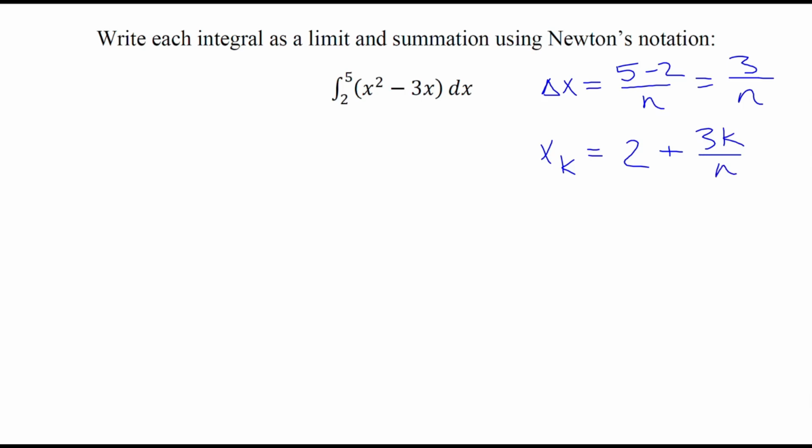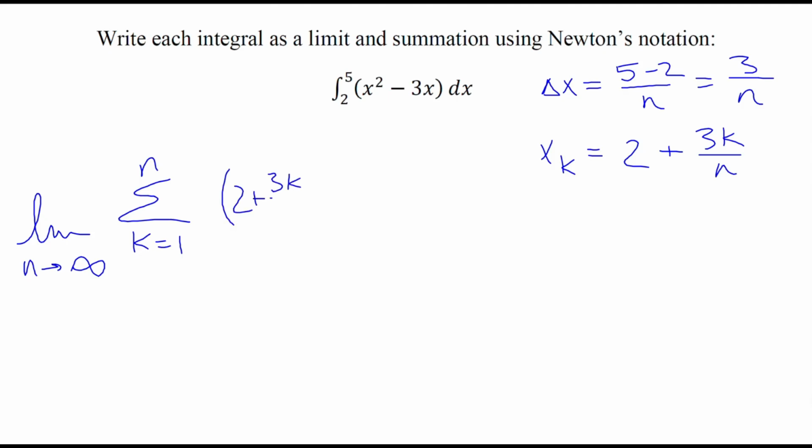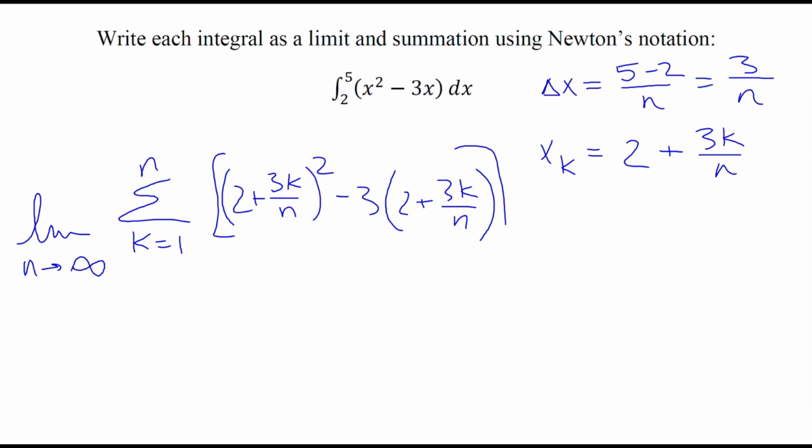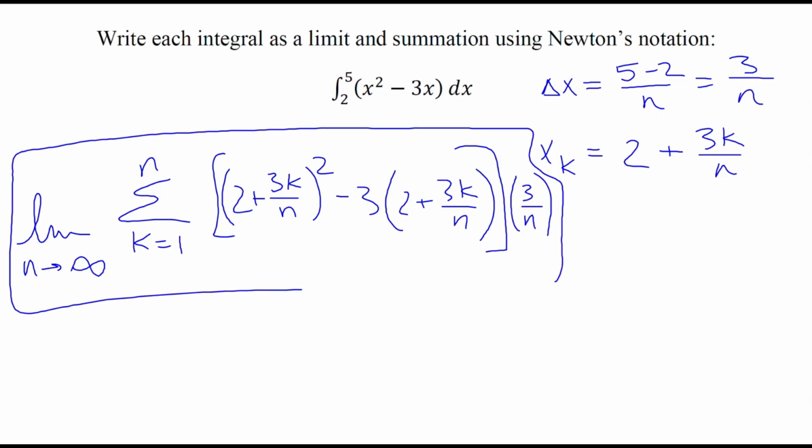And so we'll just put this into the limit and the summation that we know we need to use. The limit as n approaches infinity of the sum from k equals 1 to n of our function evaluated at x sub k. So that will be (2 plus 3k over n) squared minus 3 times (2 plus 3k over n). And then, of course, we're going to multiply all of that by delta x. So that's just all multiplied by 3 over n. And that should be our final answer there.